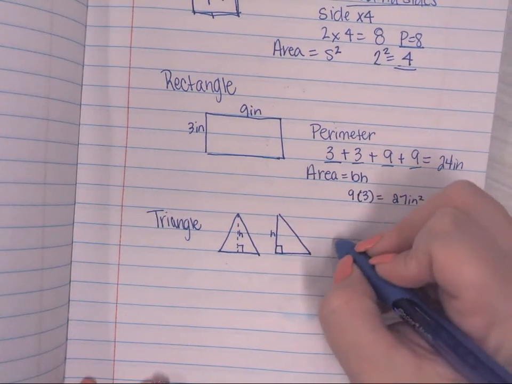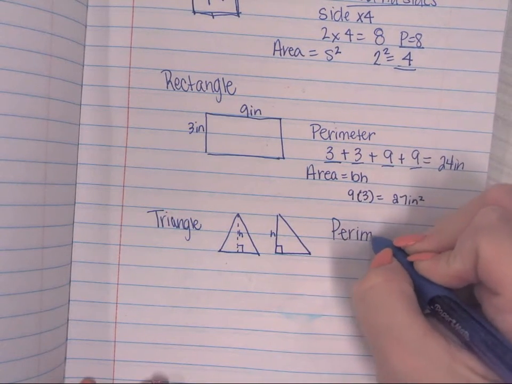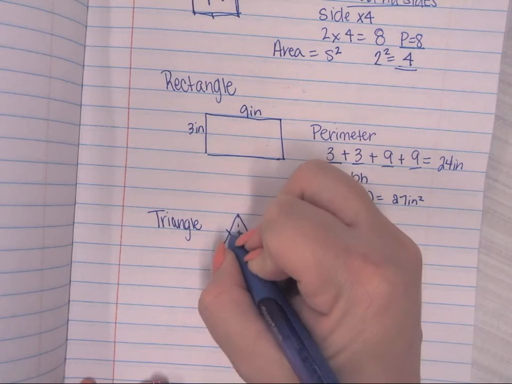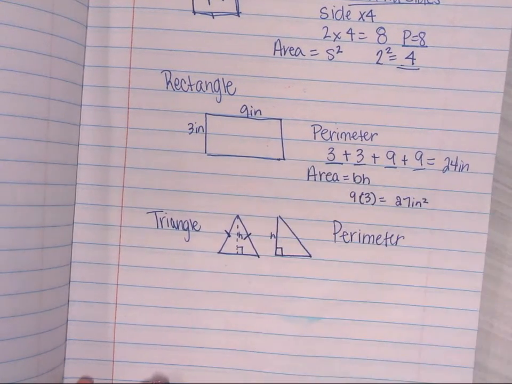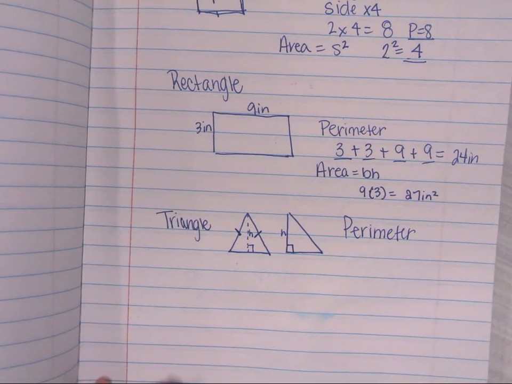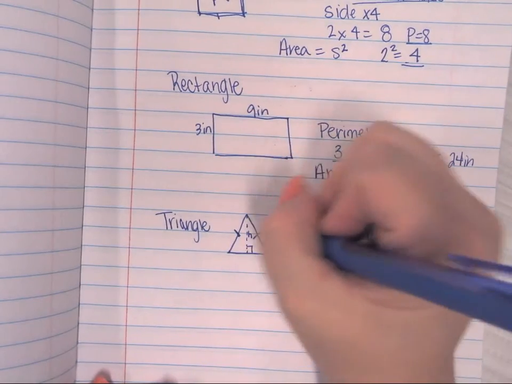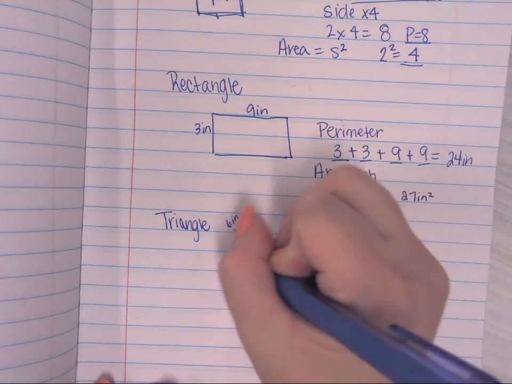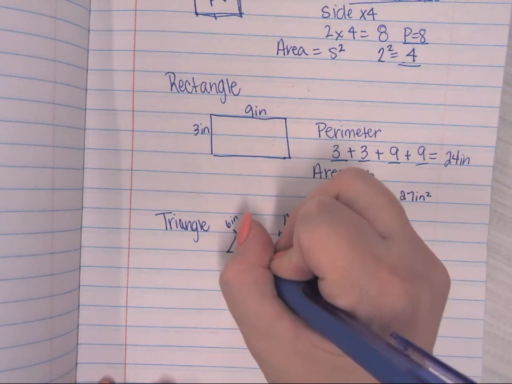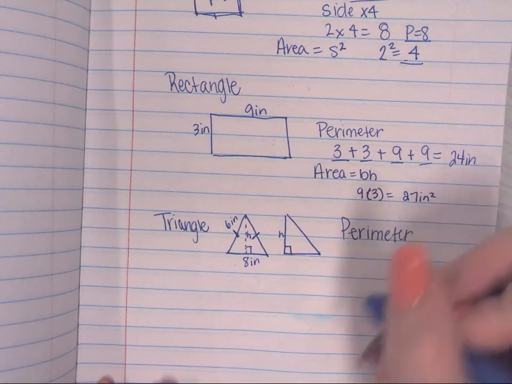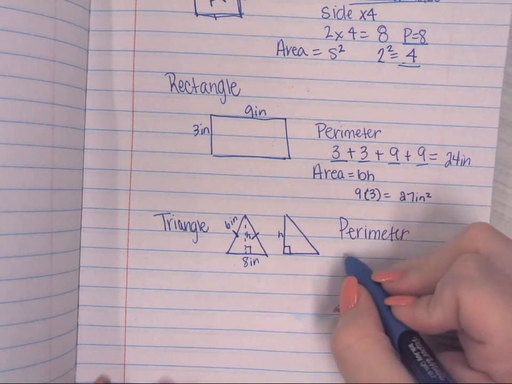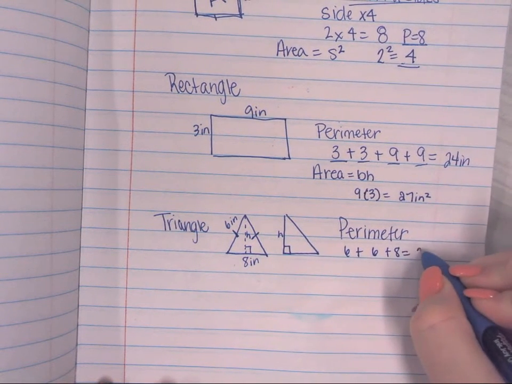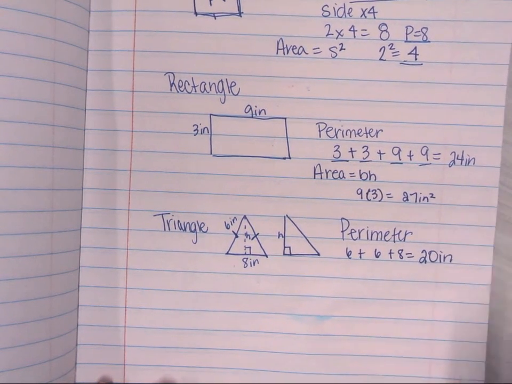And then again, perimeter is all the sides, so I have 3 sides. So let's say these little lines mean that they're the same. Remember, it's an isosceles triangle when 2 sides are the same. 6 inches, and this one is going to be 8 inches. Okay, so I have 3 sides. So 6 plus 6 plus 8 is 20 inches.